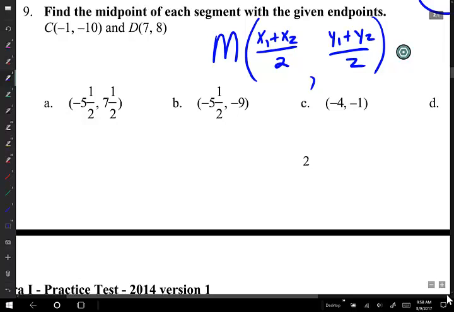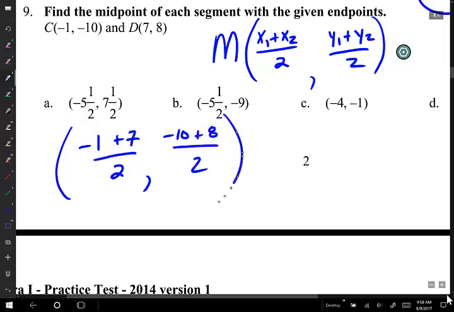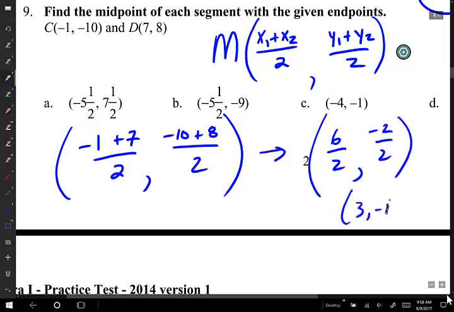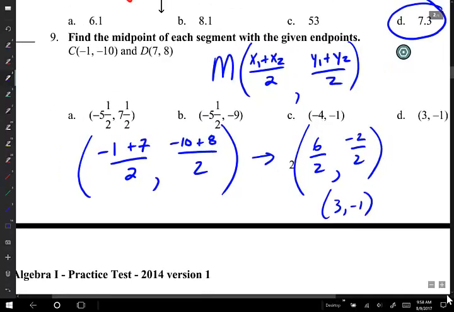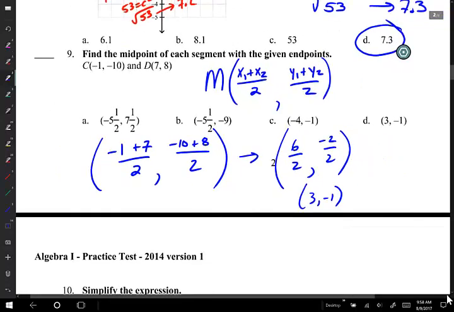So here we go. Negative 1 plus 7 over 2. Negative 10 plus 8 over 2. That leads us to 6 over 2, negative 2 over 2. That leads us to 3 comma negative 1. Is that one of our options? Thank goodness it's option D.